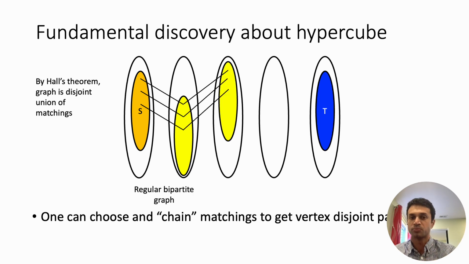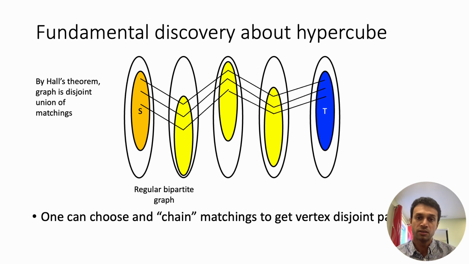matchings together to get vertex disjoint paths all the way from S to T, which is quite remarkable: as long as T has this sort of comparison bijection, this precedence bijection according to phi, then one can always chain these matchings in such a way that you can get from S to T in vertex disjoint paths.